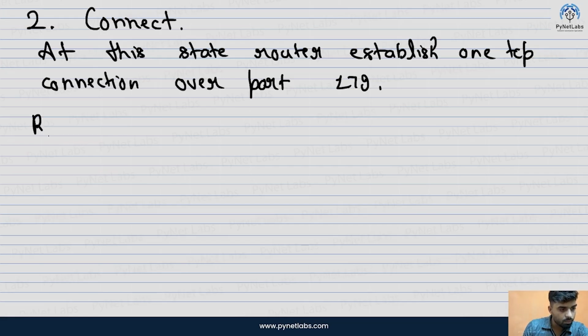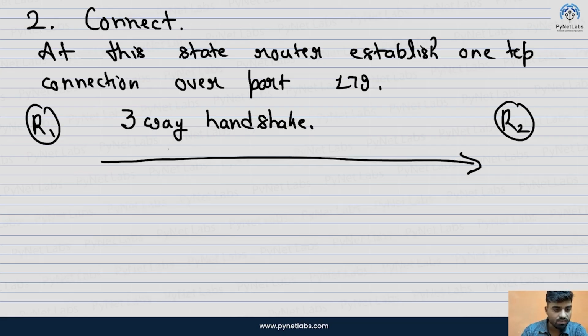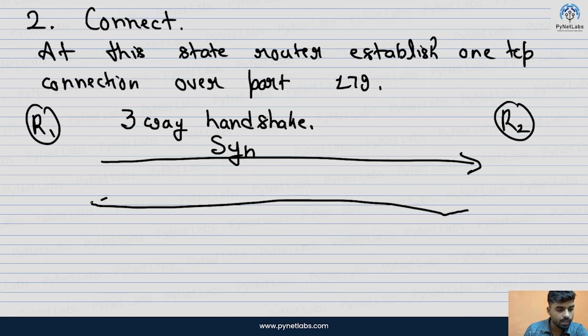Let's say I have both of these routers, router 1 and router 2. They will establish a TCP connection, and I hope all of you are aware of the three-way handshake. Both routers will perform the three-way handshake to establish the session. If you are not aware, let me tell you: first, router 1 sends one packet to router 2 which contains the SYN flag. In reply to this SYN flag, router 2 responds with one more packet which contains the SYN plus ACK flags.